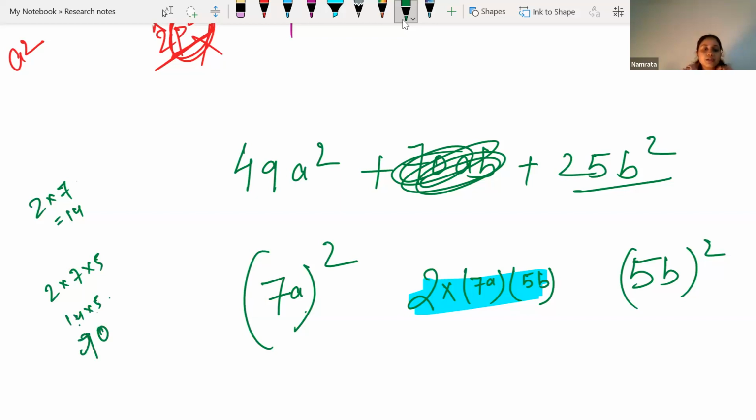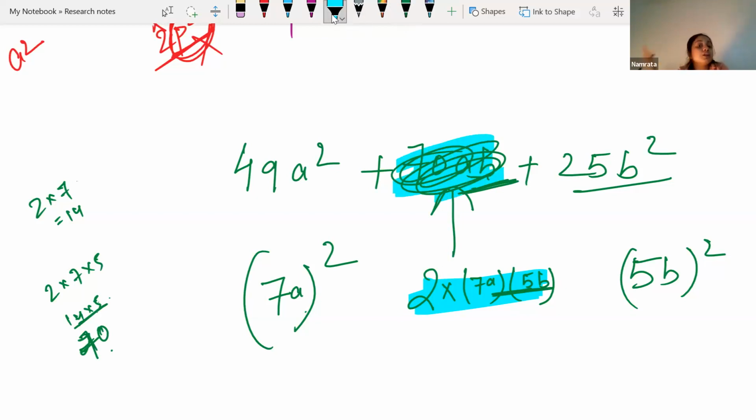Yeah, 70 we are getting, right? So 14 times 5 we are getting 70, and here also we are having 70. Here we are having AB also, here also we are having AB. That means we have broken the middle term successfully. It's same. We are on the right track. Okay, this was 70AB.